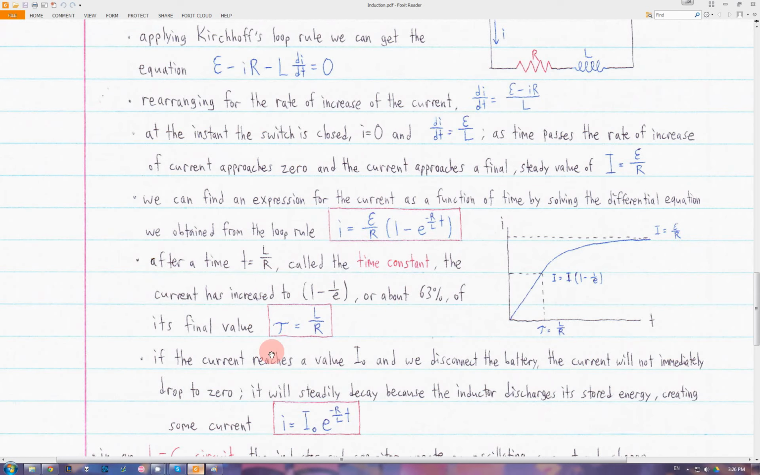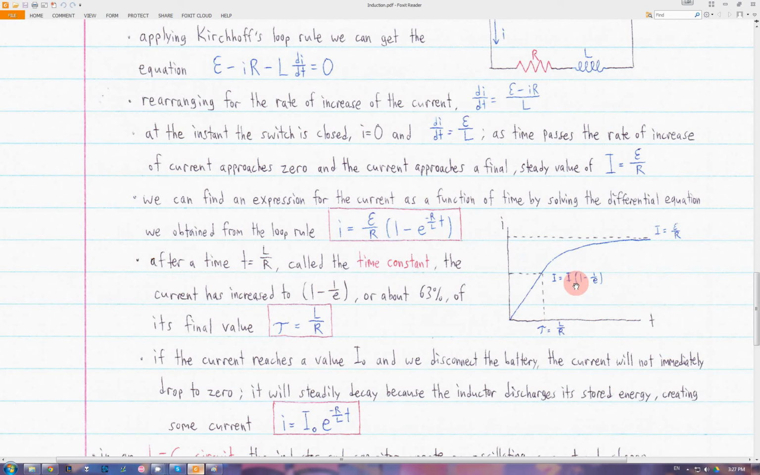Now we're going to look at when the current has reached its maximum value of E over R, and then say we disconnect the battery at this point. The current is going to be decreasing. But the current does not immediately drop to 0, because as we know, the current cannot change instantaneously when we have the inductor there. So the inductor is going to slow the decrease of the current by releasing the energy that it stored up in itself as the current was increasing.